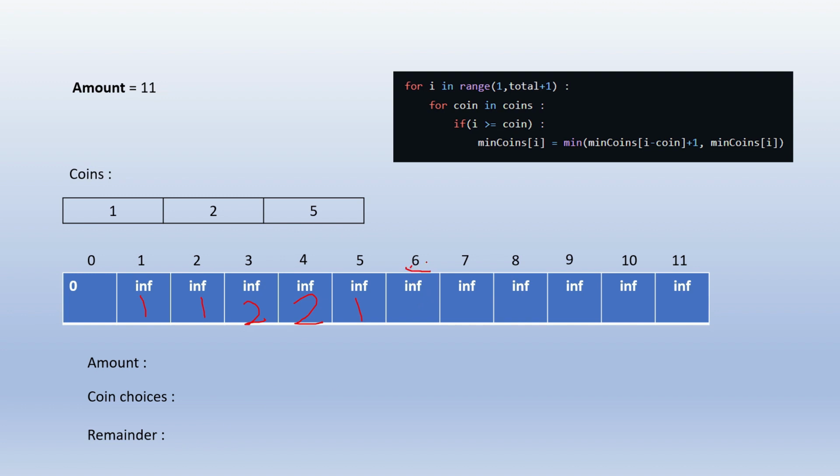Let's take 6. 5, 2 and 1 are less than or equal to 6. If we want to make the sum 6, 1 coin of 5 is required. Remainder 1. Then we check the number of coins required to make the sum 1. At 1, we have only 1 coin. 1 coin is required to make the sum 1. So we update the 6 as 2. 2 coins are required. 5 plus 1 equals 6.